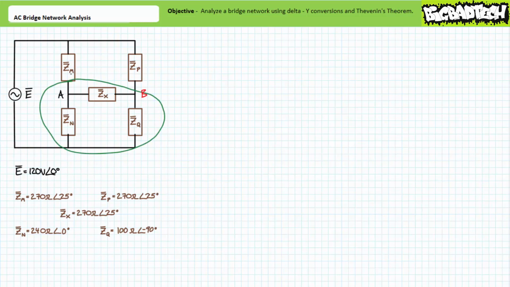One could convert the delta configuration of Zx, Zq, and Zn into a Y. One could just as easily convert the delta configuration of Zm, Zp, and Zx into a Y. Either delta to Y configuration would result in a simple series parallel circuit. This being said, you'll note impedance elements Zm, Zp, and Zx are identical. This is a balanced delta configuration, and converting to a balanced Y configuration is the easiest of tasks.